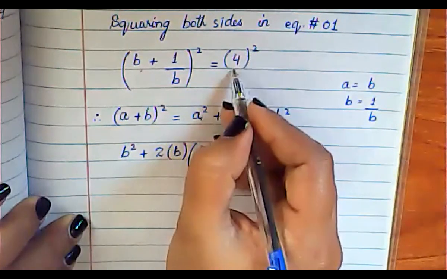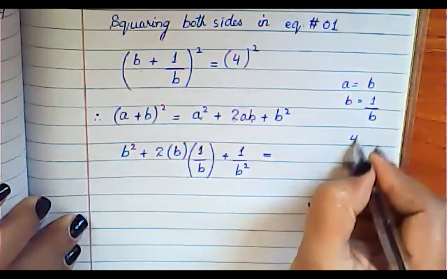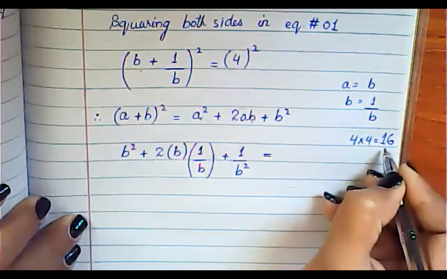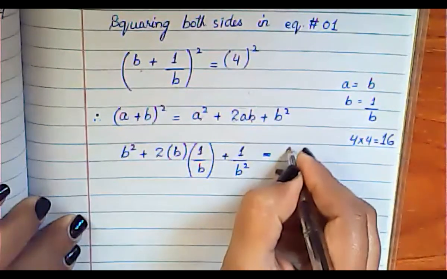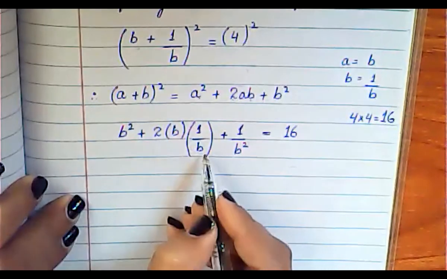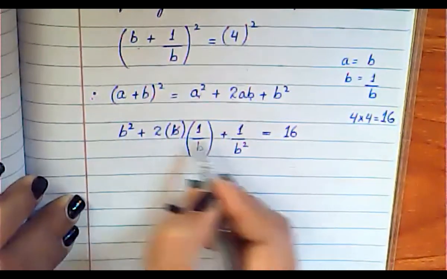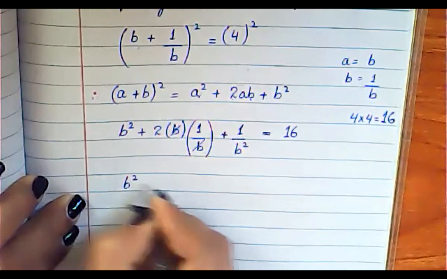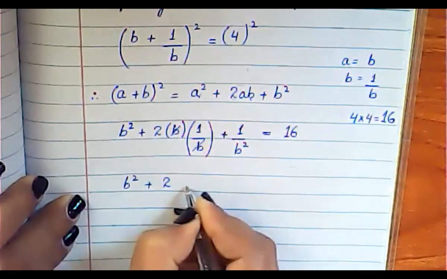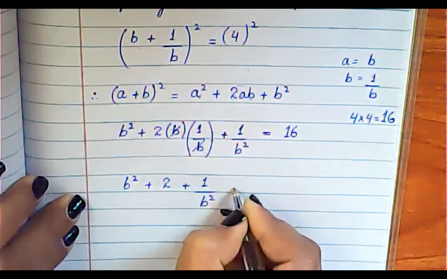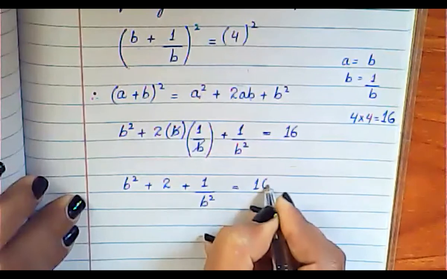Now you have to take the square of 4. So 4 multiplied by 4 is equals to 16. Now what you will do, you will cancel this thing together. This b will be cancelled with this b. So you will be left with b square plus 2 plus 1 upon b square is equals to 16.